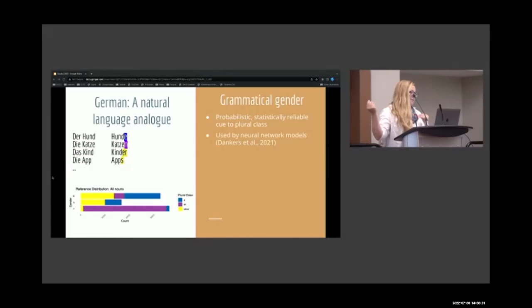Linguists have noticed this, and it has gone into a lot of reasoning about this. And also, unsurprisingly, given these statistics, if you train a neural network model on this task, it will learn very quickly that gender is a very important predictor of plural class. And there's also some psycholinguistic evidence that speakers use grammatical gender in real-time comprehension, so in tasks like visual world eye tracking or in lexical decisions.